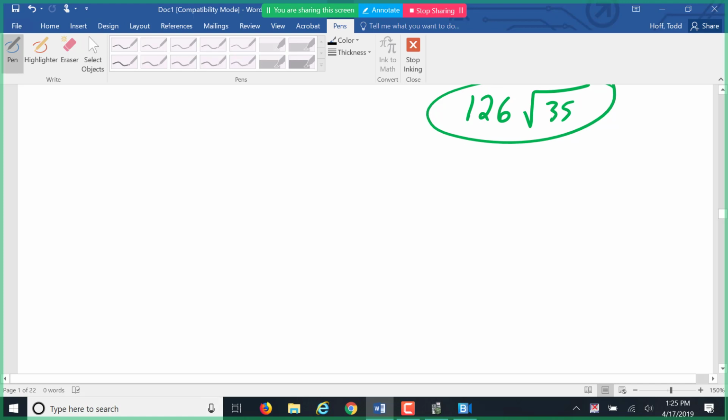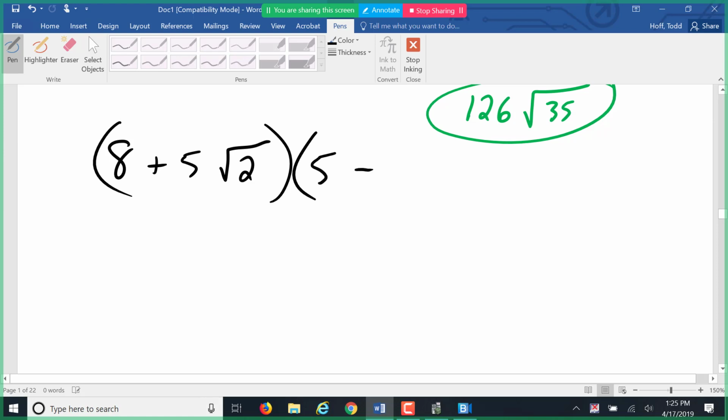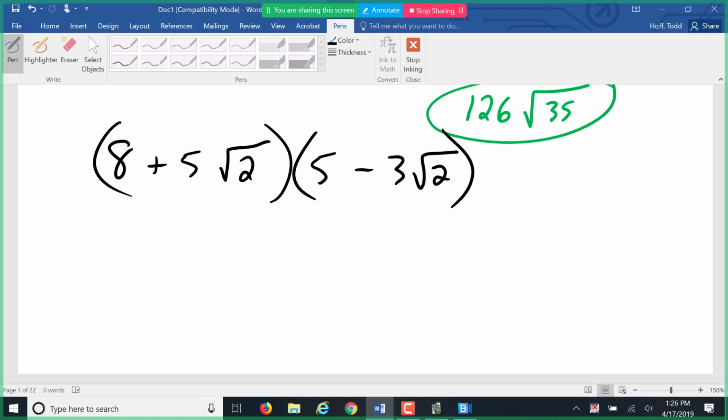It's not always going to be single digits like that. We might have 8 plus 5 square roots of 2 times 5 minus 3 square roots of 2. This gets to be a little bit of a complex multiplication.